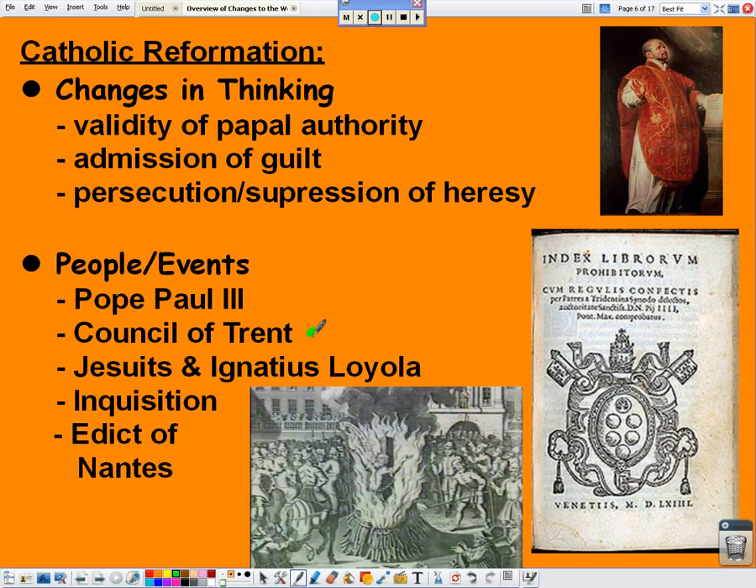All right, so people you need to know. Pope Paul III is the Pope at the time of the Catholic Reformation, or what's sometimes known as the Counter-Reformation, because they're trying to counter or stop the Reformation. So Pope Paul III is the guy who's in charge. He's the guy who starts the Council of Trent. He's the guy whose authority is being validated. He's the guy who's making the apology. Kind of a big deal.